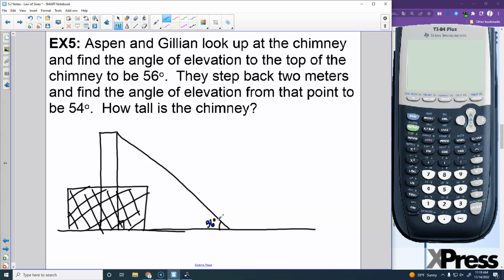Sometimes it will tell you to use a device called a clinometer for this. You can make a really primitive clinometer that works fairly well. We used to do that in geometry also. Sometimes they'll tell you how far their instrument is above the ground. If they don't tell you that, assume that's just the angle all the way to the ground. So that's 56. And then they step back 2 meters, and they find a new angle of elevation to be 54 degrees.